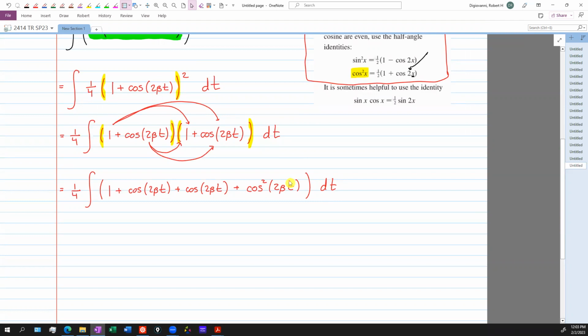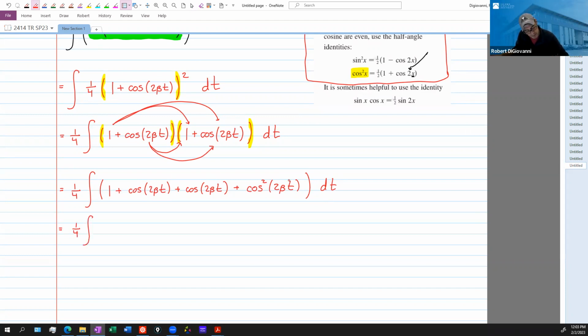Do you use the identity now for the cosine squared? I'm going to have to use the identity again on that cosine squared, but let me get to it. Let me clean this up first. 1 plus 2 cosine of 2 beta t. All I did there was combine these two together because they're like terms. I have 2 of them, I add them up, I get 2 of them. And then I still have plus cosine squared of 2 beta t, dt.